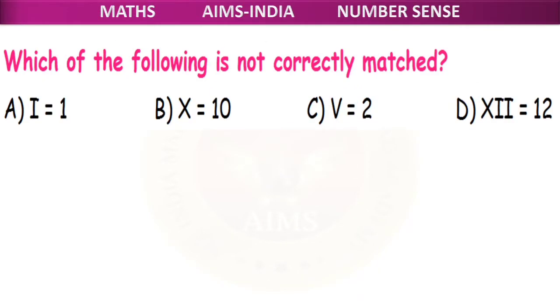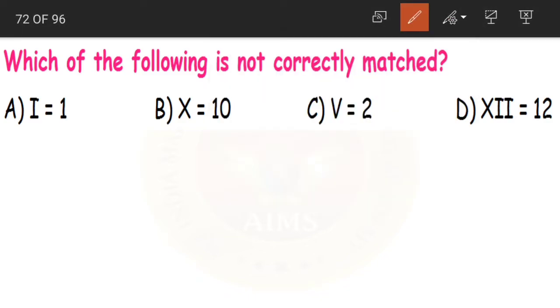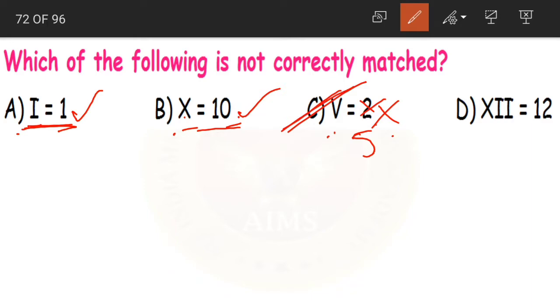Clear? Next question. Which of the following is not correctly matched? Now what are these? These are the Roman numerals and these are the Hindu-Arabic numerals. We should check which of the following is not correctly matched. Coming to option A, I is equal to 1. Is this correct? Yes. Next, coming to B, X is equal to 10. Again, is this correct, children? Yes, X is equal to 10. Now option C, it has V is equal to 2. Now is this correct? No, this is wrongly matched. V is equal to 5 but not 2. So option C becomes our correct answer.